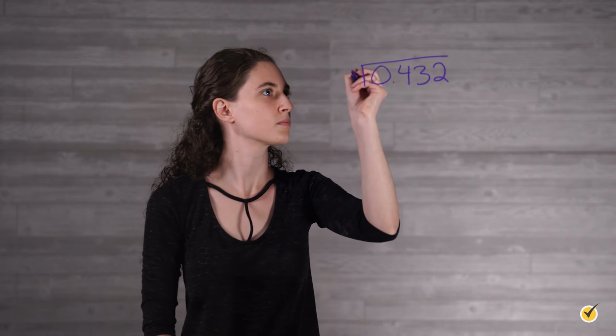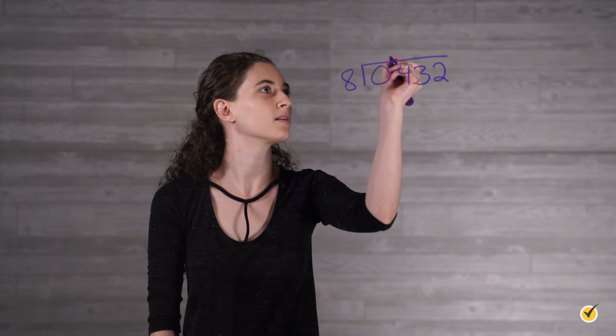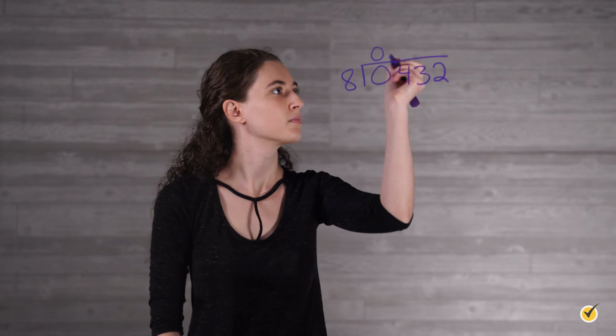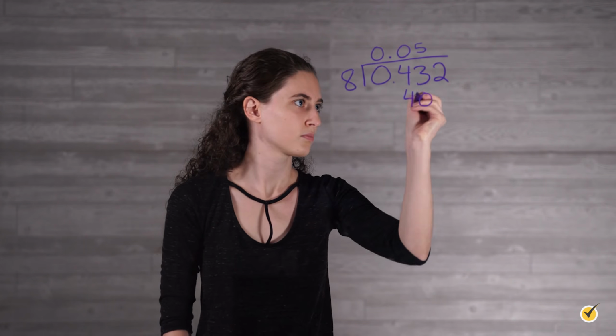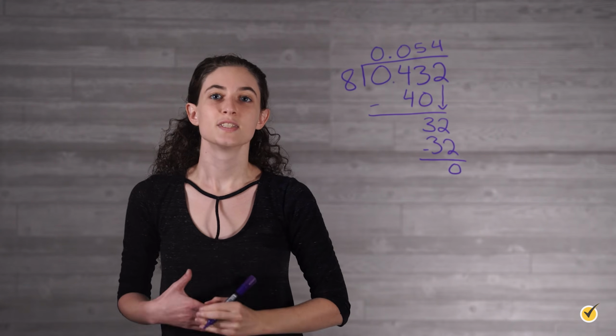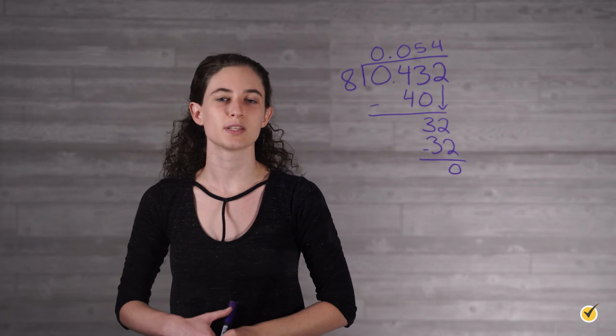0.432 divided by 8. First, set up your long division problem. Then, add your decimal point in the appropriate place. From there, divide as you would typically with a long division problem. 0.432 divided by 8 is equal to 0.054. Let's try one more together.